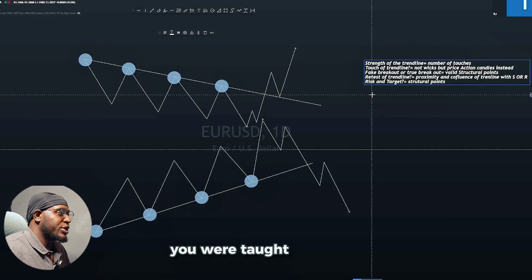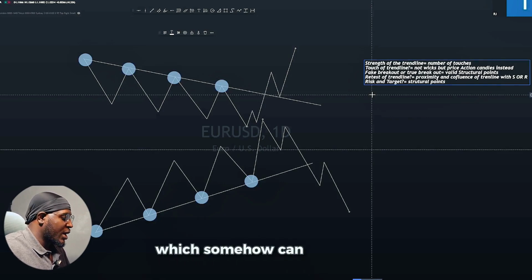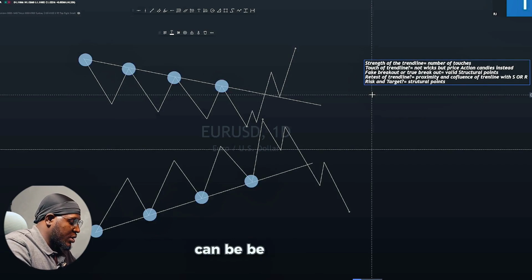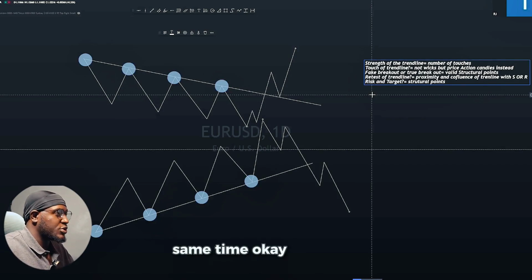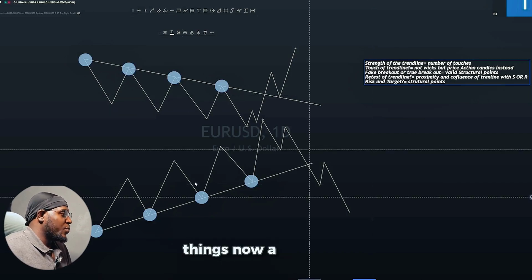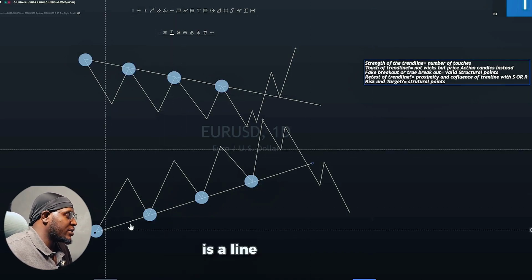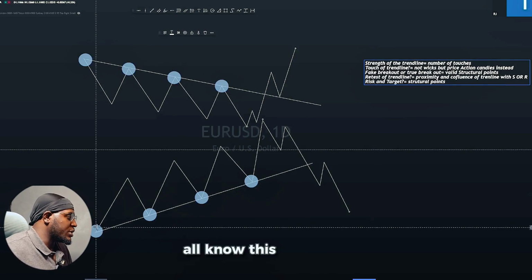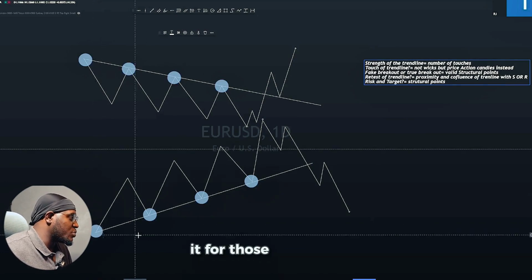You see, in the past, you were taught that when prices get to a trend line and bounce off, you're taught to connect wicks and all of these things to identify a trend line, which somehow can be true or can be wrong at the same time. So you want to be very careful and pay attention to those things. Now, a trend line basically is a line connecting. I believe we all know this, but it's just to go over it for those who might not know it.